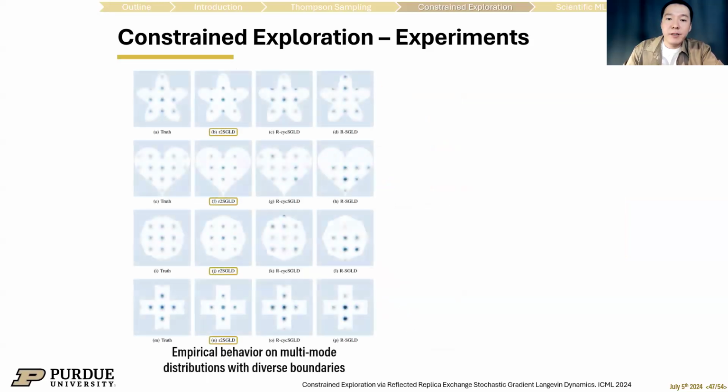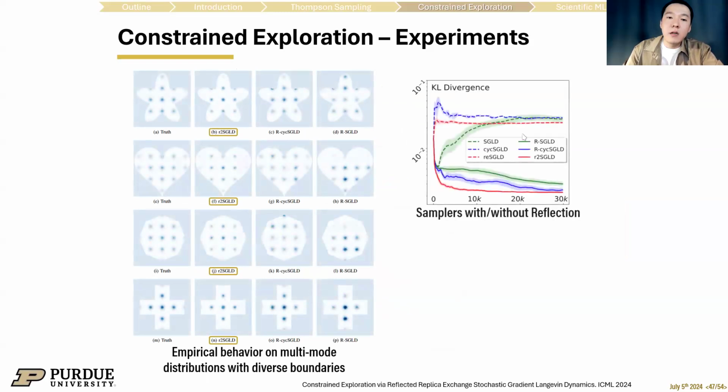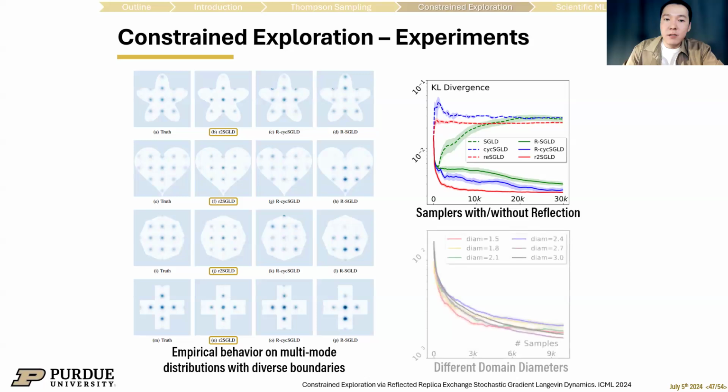We show more results here. Like the left one, we tested with different boundaries like heart shape, octagon, and cross shape. So you will see R2SGLD consistently performs the best. We also compare it with Langevin Monte Carlo without the reflection step, which are shown as the dashed lines here. And obviously, you will see the reflection step is very important for better performance.